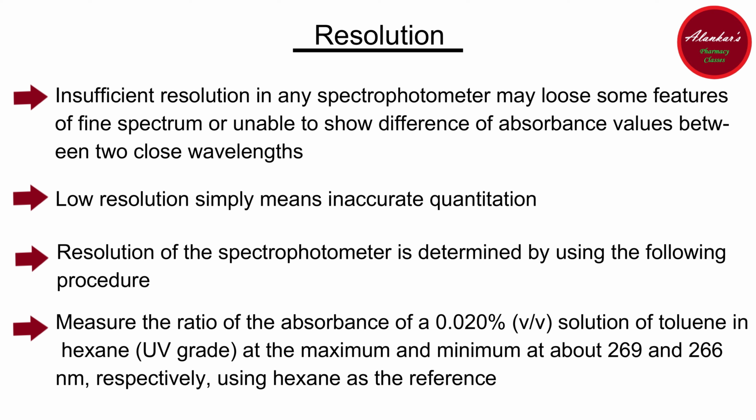Low resolution simply means inaccurate quantitation. Determination of the resolution of a spectrophotometer is performed by the following procedure. In this case, the ratio of absorbance of a 0.02% volume by volume solution of toluene in hexane at the maximum and minimum, at about 269 and 266 nanometer respectively, using hexane as the reference.